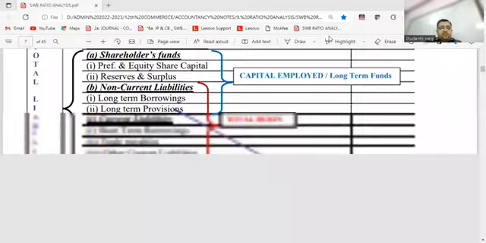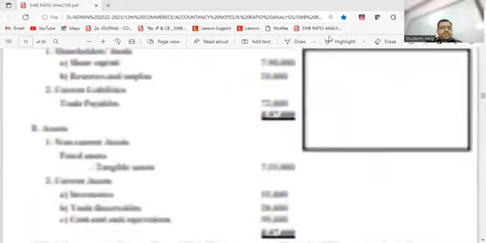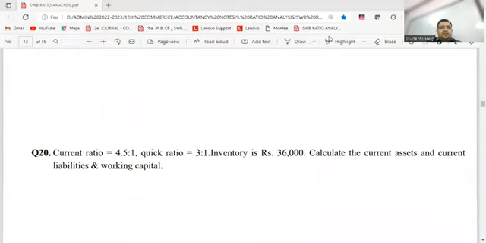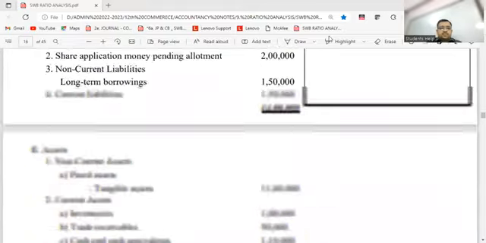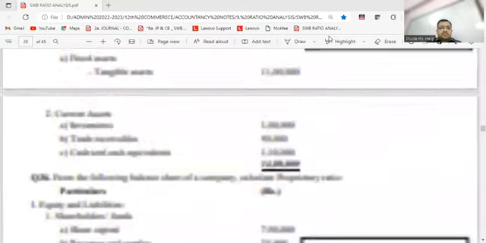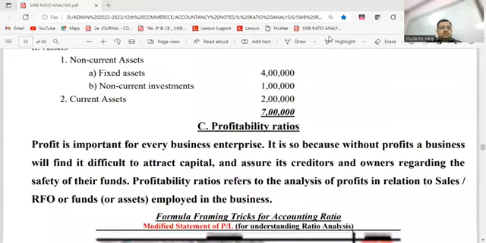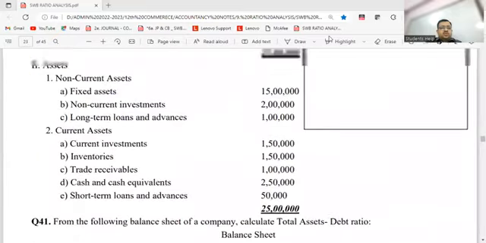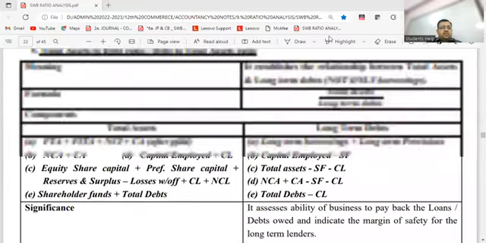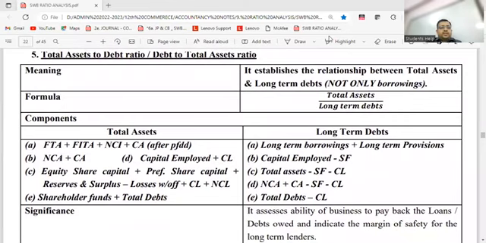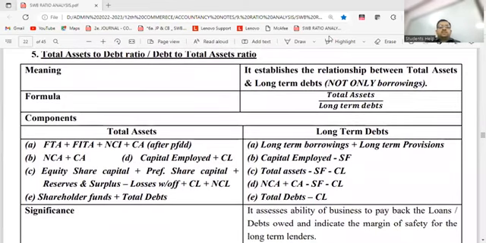So moving ahead to the composition, please open to the respective page. Last time we did proprietary ratio, children, isn't it? Chaliye. Let's continue with what is called total asset to debt or debt to total asset. Ratio number 5. Visible to all, children? Yes. Chaliye. Formula I want with this.